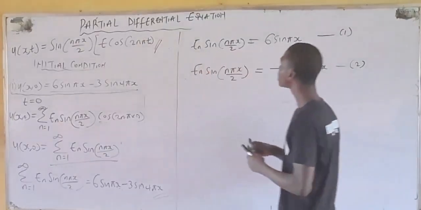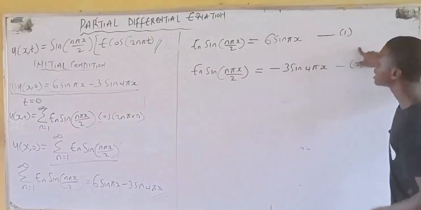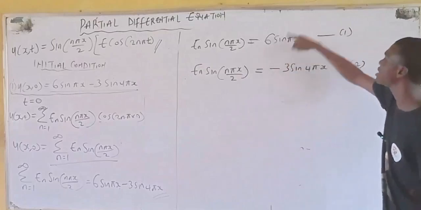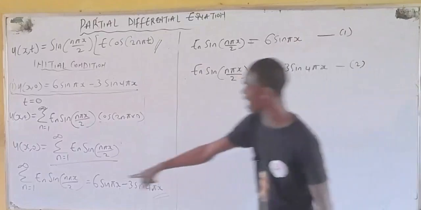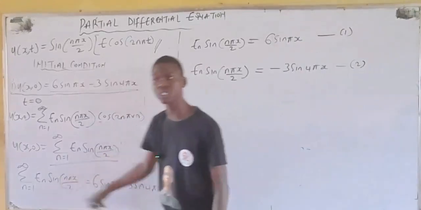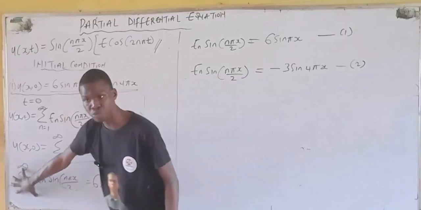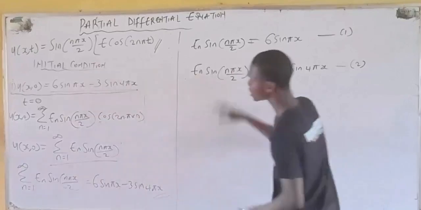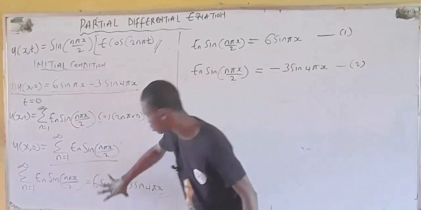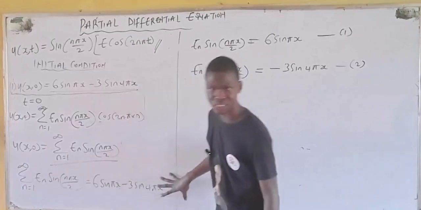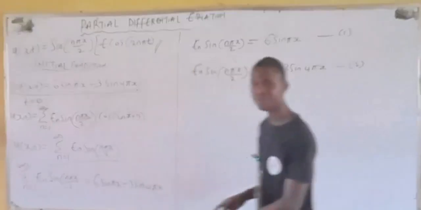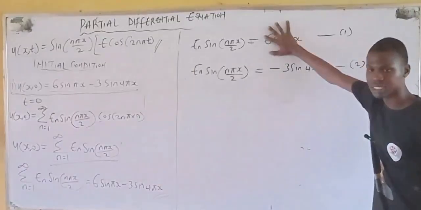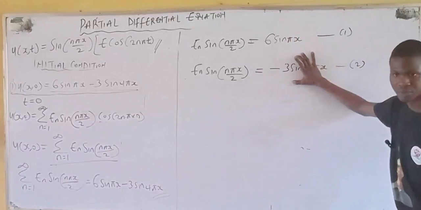So from equation 1, I want to know the value of n that gave me 6 sine n pi. Are you getting that? We've seen that n equals 1, n equals 2, n equals 3, n equals 4. This is the series solution. Now for this particular one, saying that this is equal to this, and this is equal to this, given from the boundary condition, what I want to know is the value of n that gave me this, and the value of n that gave me this, right?